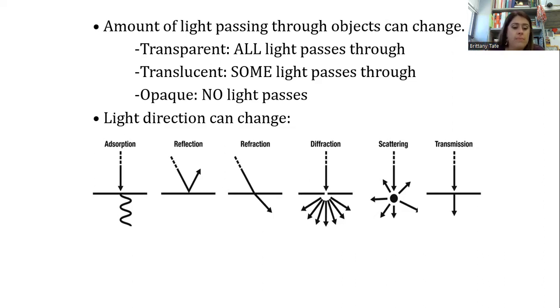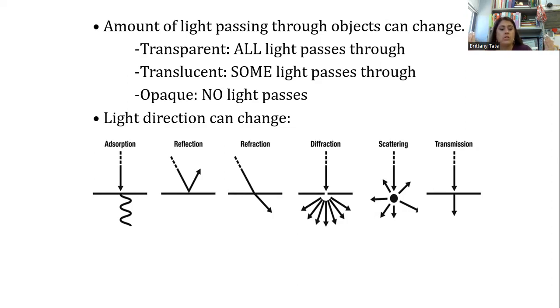So we can have absorption. It's exactly what it sounds like. That object is going to absorb all the light. It can have reflection, a bouncing off of the light. It can have refraction, where it's bending, diffraction, where it's moving about, or scattering, where it's being pushed apart. Think about those labs we do.